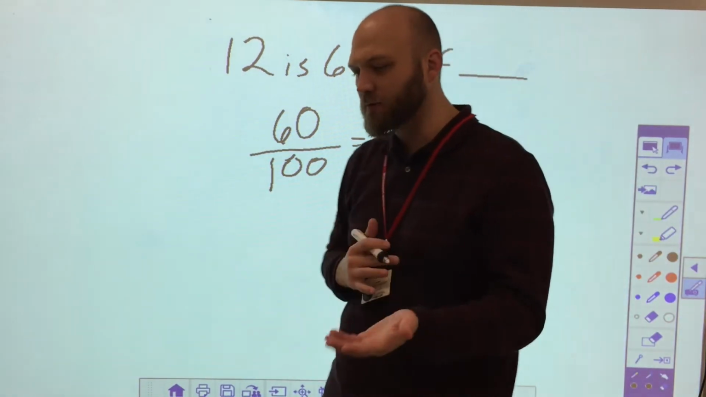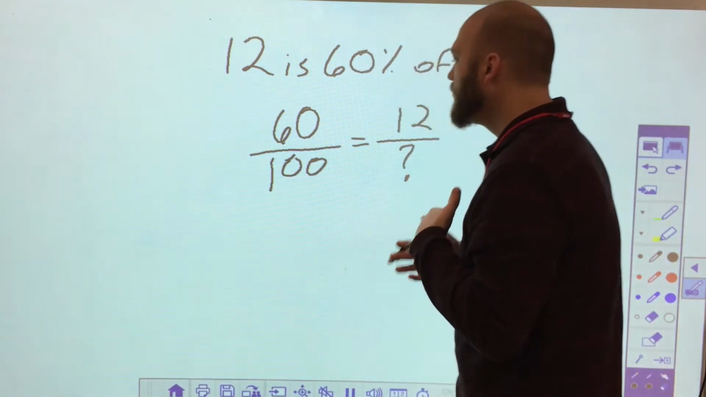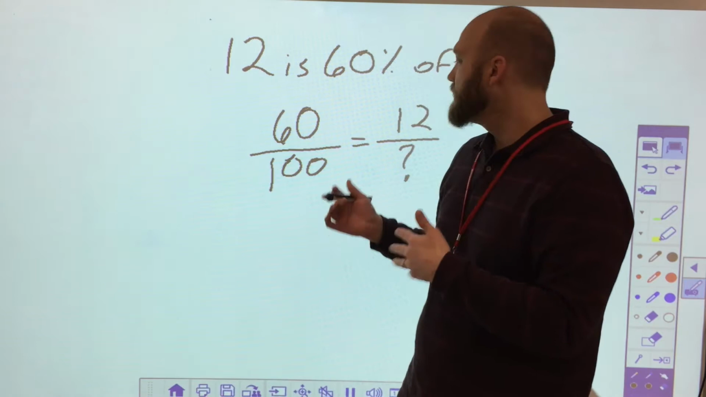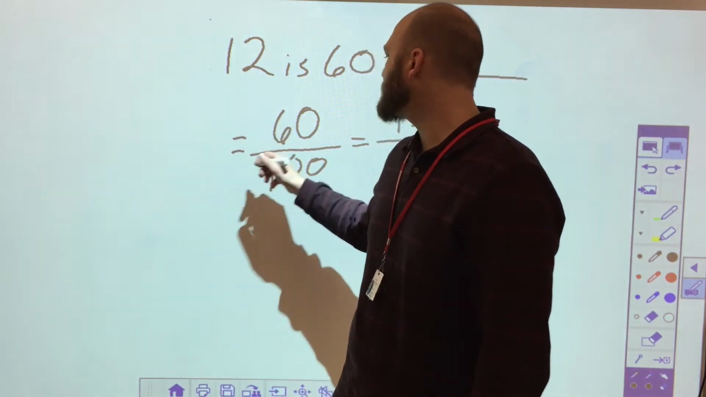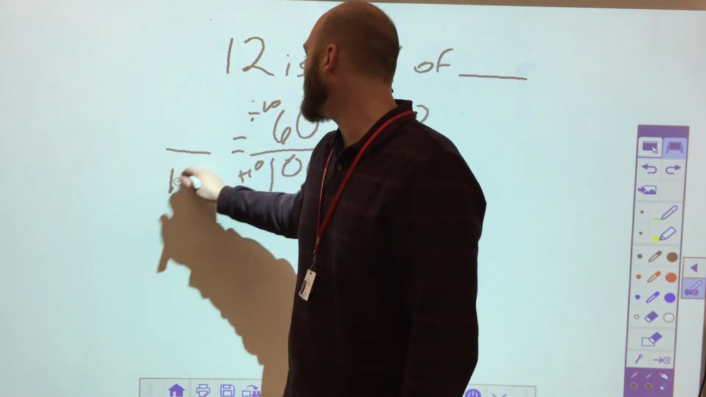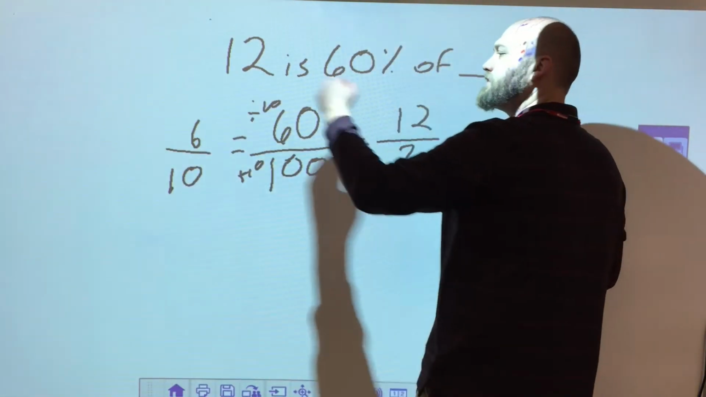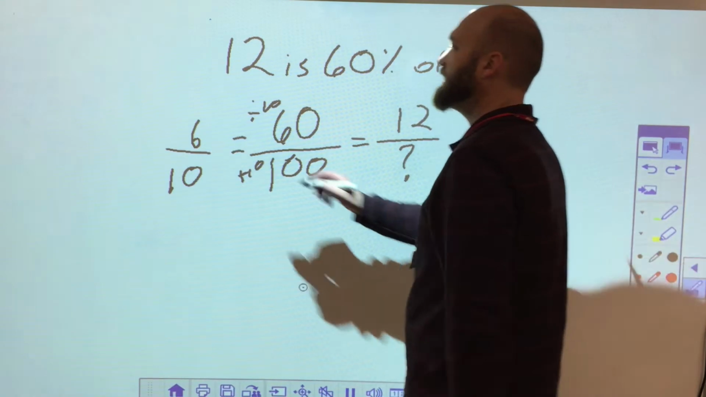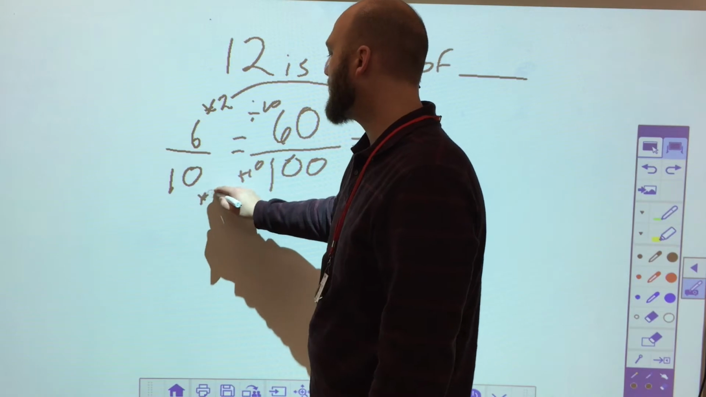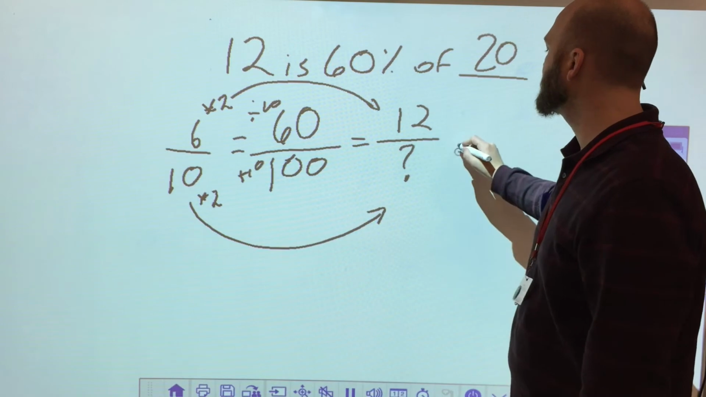So I can't easily multiply anything by 60 to get 12. I could divide, but we're not going that route. What I want to do is simplify my percent. So if I take 60 hundredths, let's divide them both by 10. Divide by 10, divide by 10, and I get 6 tenths. Now, this is something I can work with to get me to 12. So 6 would multiply times 2 to get to 12. And if I multiply the top by 2, I have to multiply the bottom by 2, and then I find my answer to be 20.